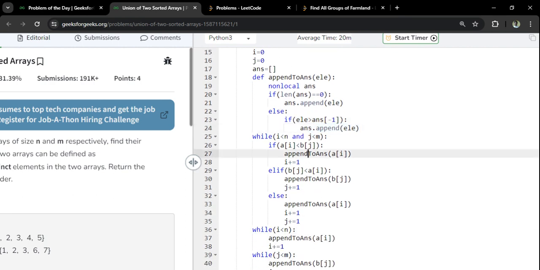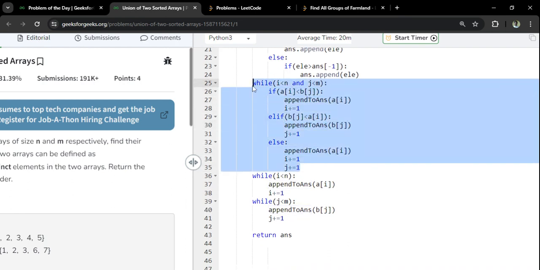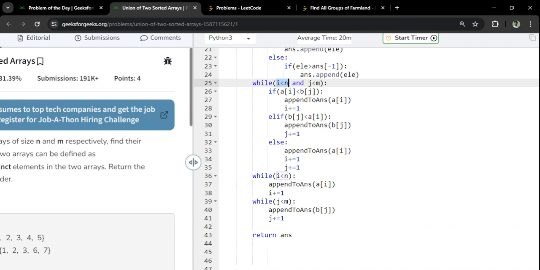So this is what I'm doing in each of the cases. Whenever I have to append something, I will use this function only. Once I come out of this for loop, either of these conditions should be true. Why? Because this is an and condition, so it will fail when any of them fails. Let us say I is no more less than n, but this could still be true, as there are some more elements to be processed in the B array.